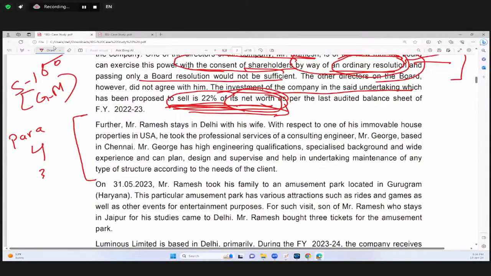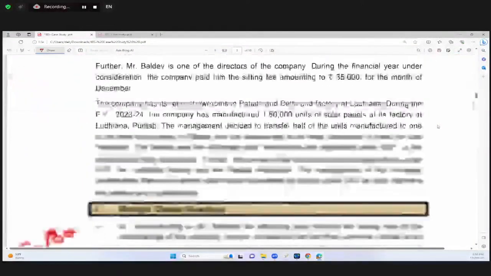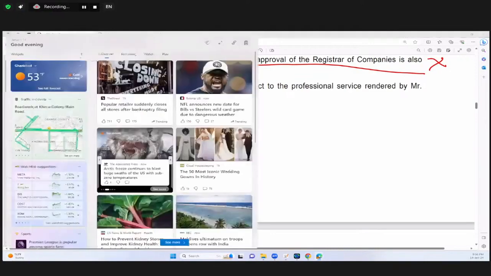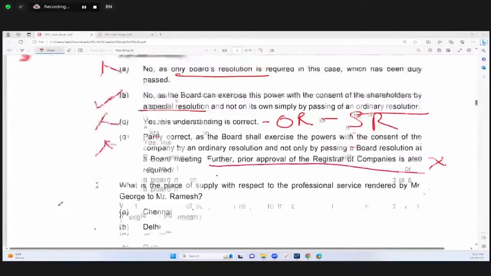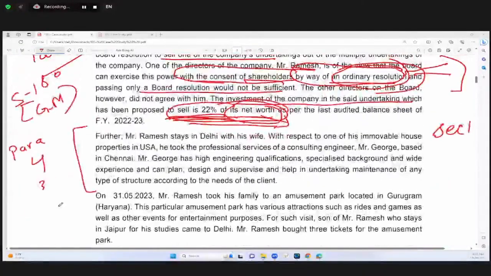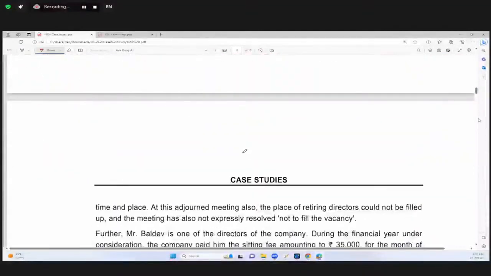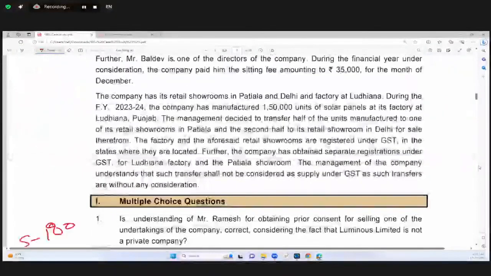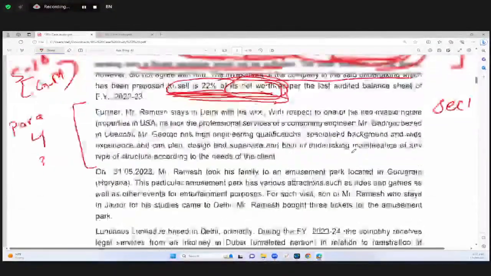Section 12... 1 minute students, section 12. I think something is going wrong students, just wait.